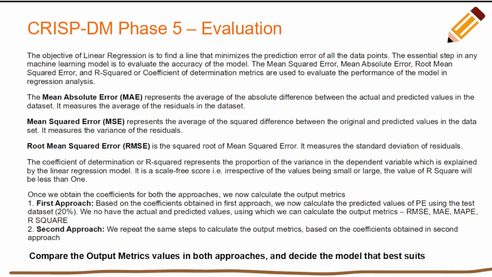Root mean square error, mean absolute error, mean absolute percentage error metrics, which indicate error, should be as low as possible. R squared value, which corresponds to the model fit to the data, should be as high as possible.